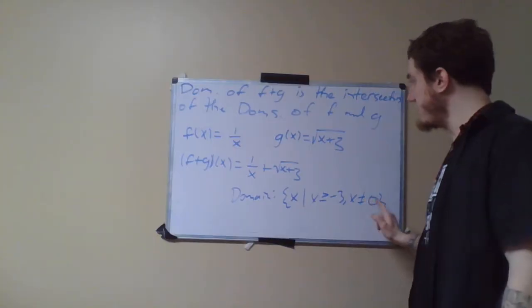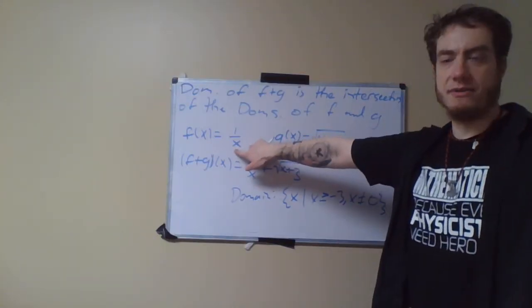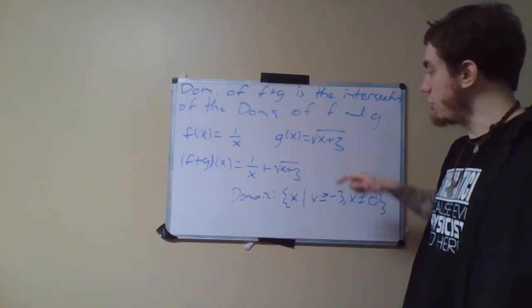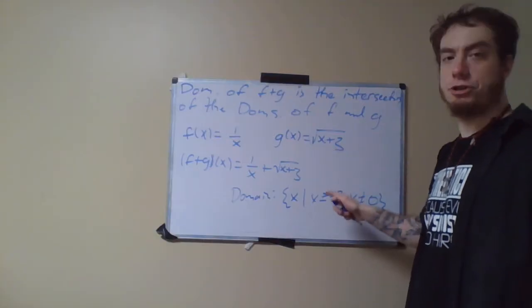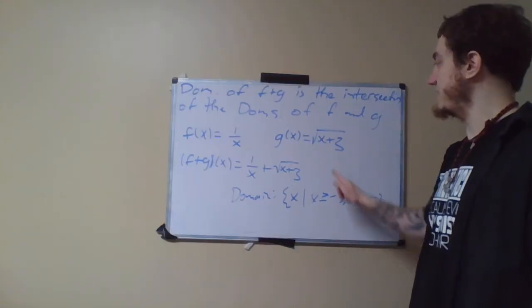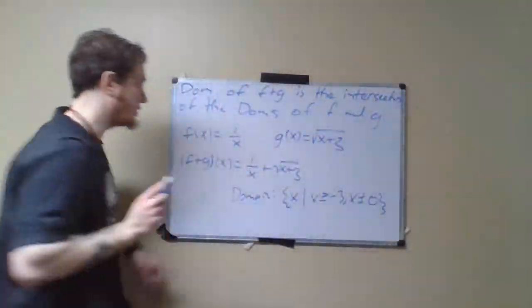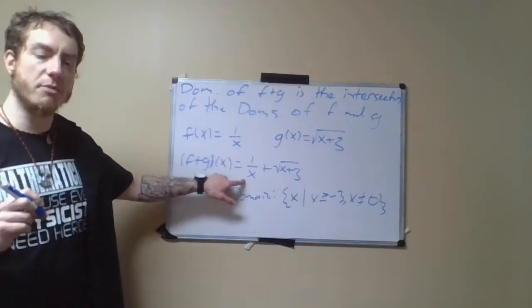Now, x not being 0, that's the domain of f of x. Bigger than or equal to -3, that's the domain of g of x. So this really is the intersection of those. It's all the numbers that satisfy both conditions. But those conditions are sort of obvious from this formula.